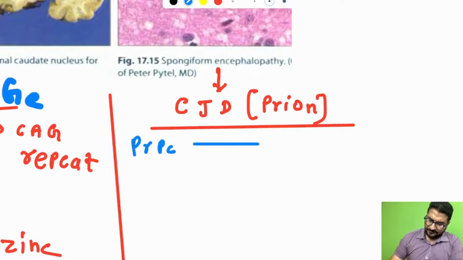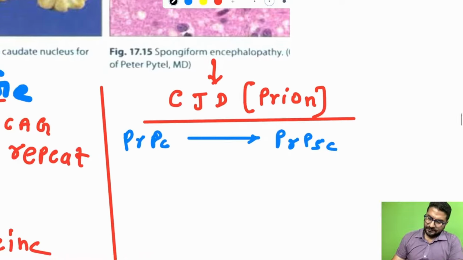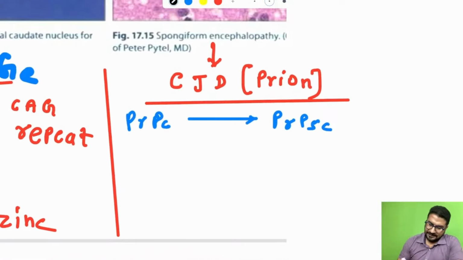PRPC is a protein and this protein will convert into PRPSC. Now understand, if you talk about CJD, Creutzfeldt-Jakob disease, what you will notice is that in 6 months there will be loss of all memory.